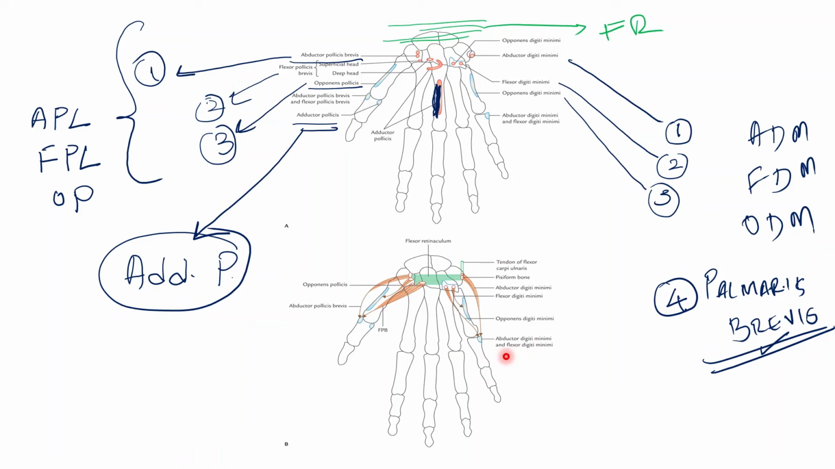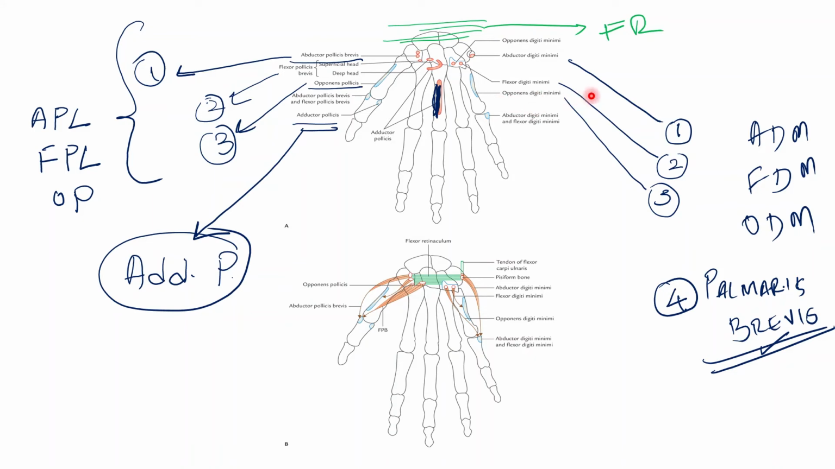Regarding the attachments of the flexor digiti minimi, it takes its origin from the flexor retinaculum and the hook of the hamate. Yes, the flexor retinaculum and the hamate give origin to the fibers of flexor digiti minimi. From this point of origin, the flexor digiti minimi has the same insertion as the abductor digiti minimi, that is over the ulnar side of the base of the proximal phalanx of the little finger, the fifth digit. So this is about the attachment of the flexor digiti minimi.